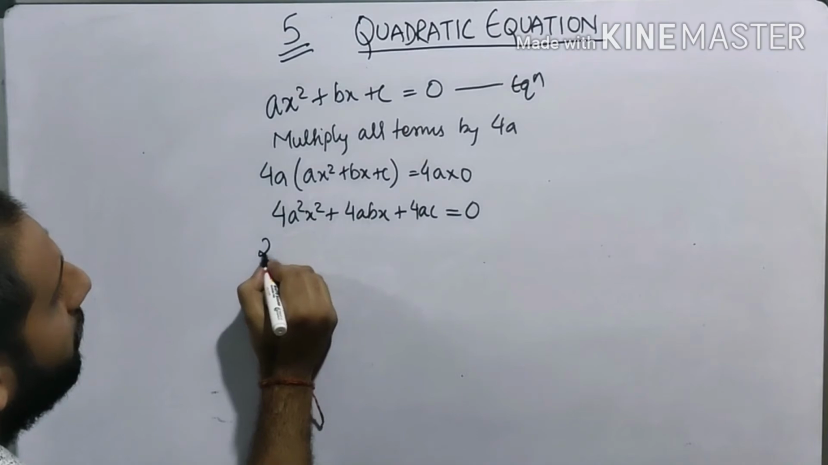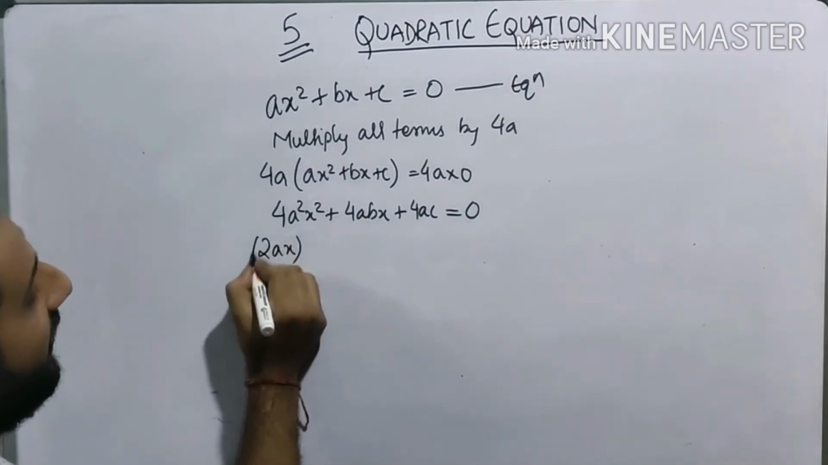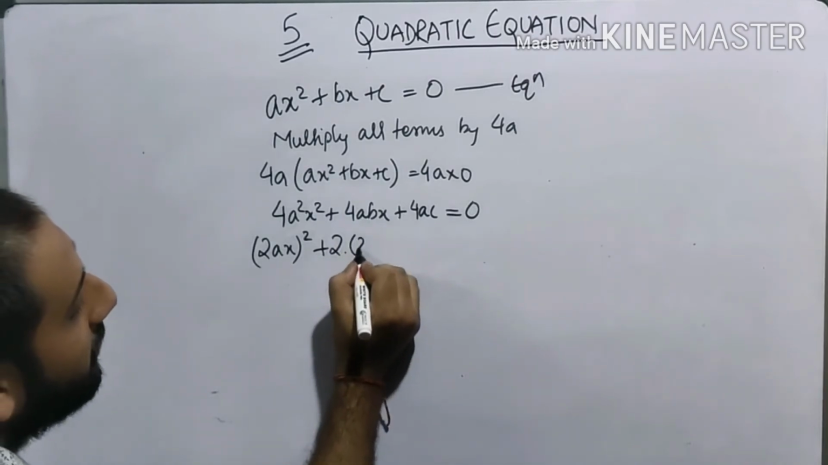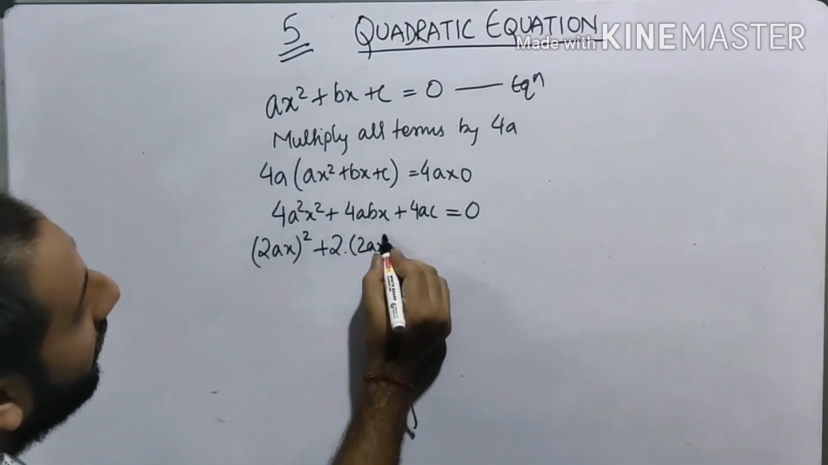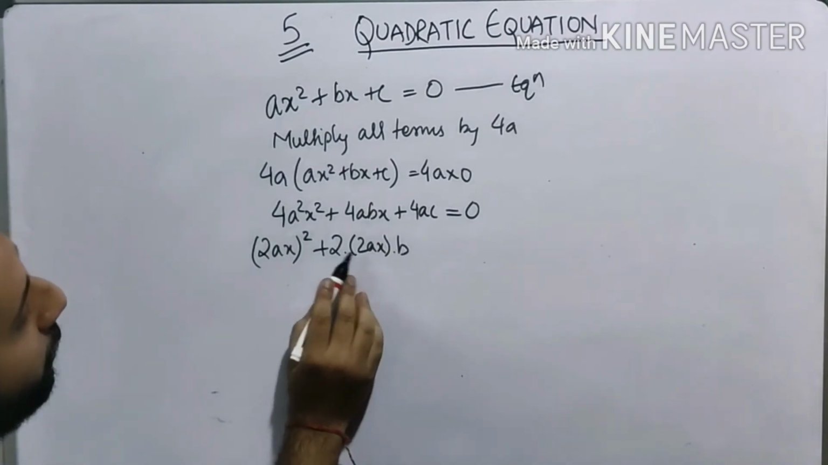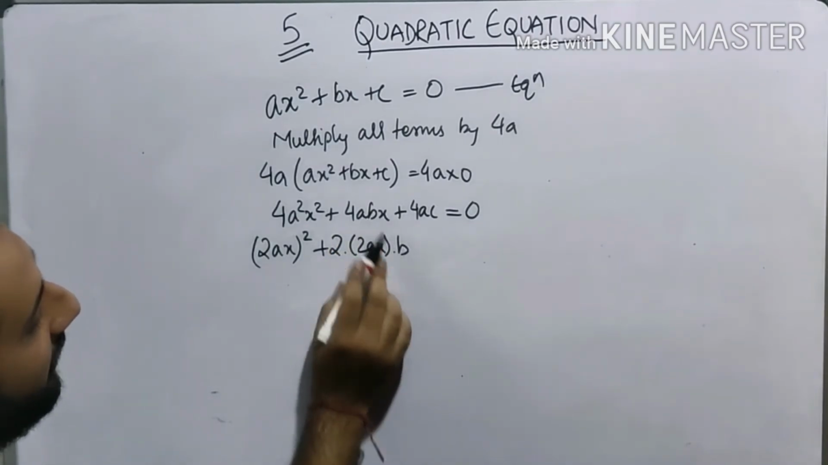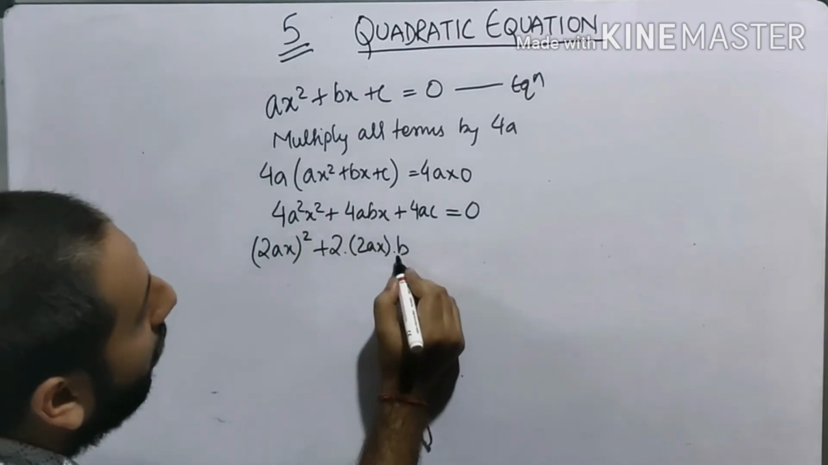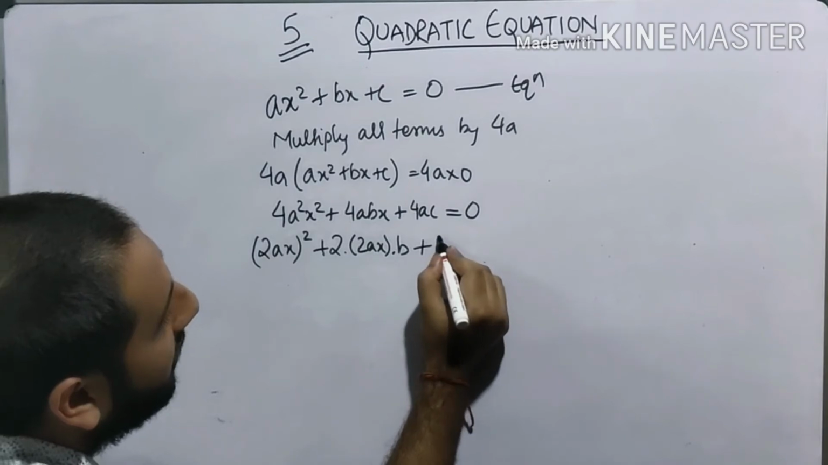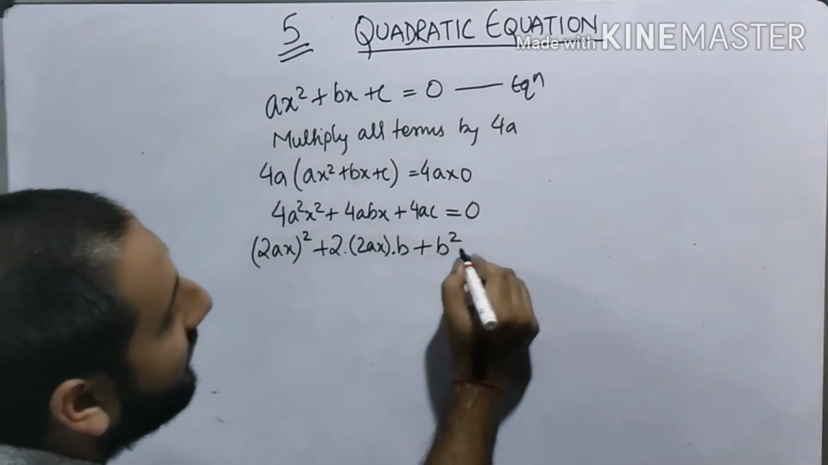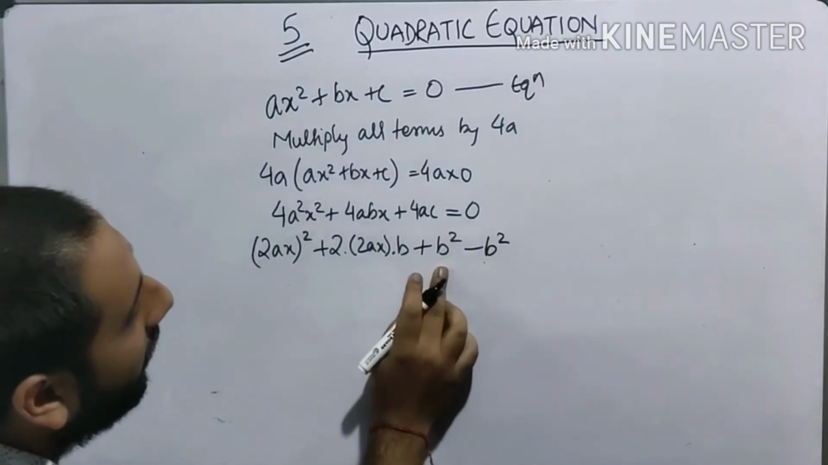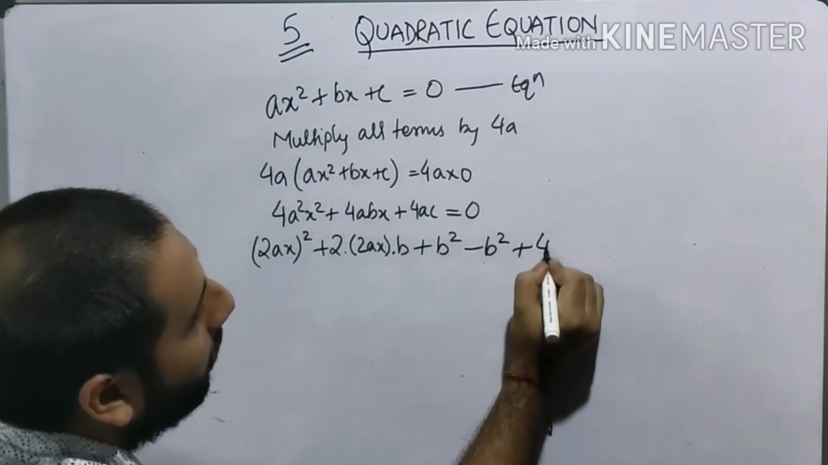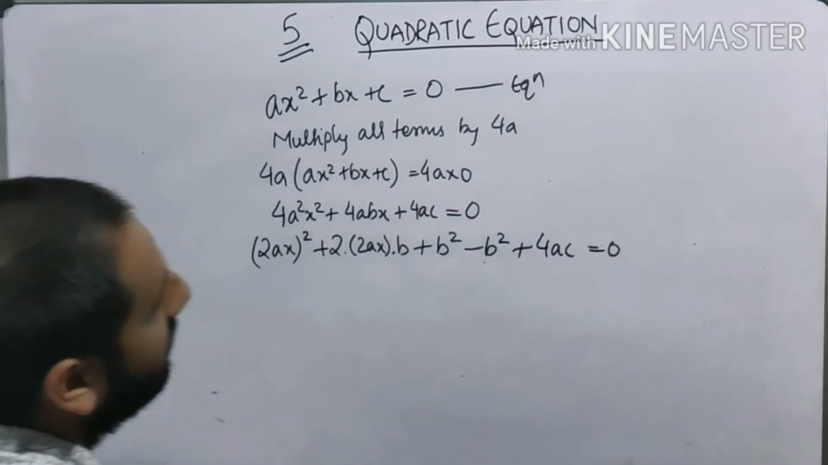So I'll write this as (2ax) square plus 2 into 2ax into b, that is 2 twos are 4, abx. I've just broken this up. And now what is b? b is b here, so I've added b square from my pocket. I'll subtract this as well: I've added this, so I'm subtracting this. Now 4ac remains as it is, equal to 0.